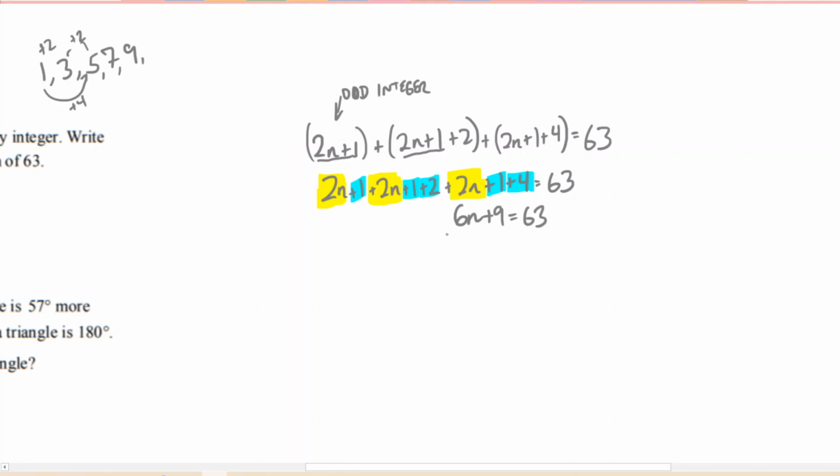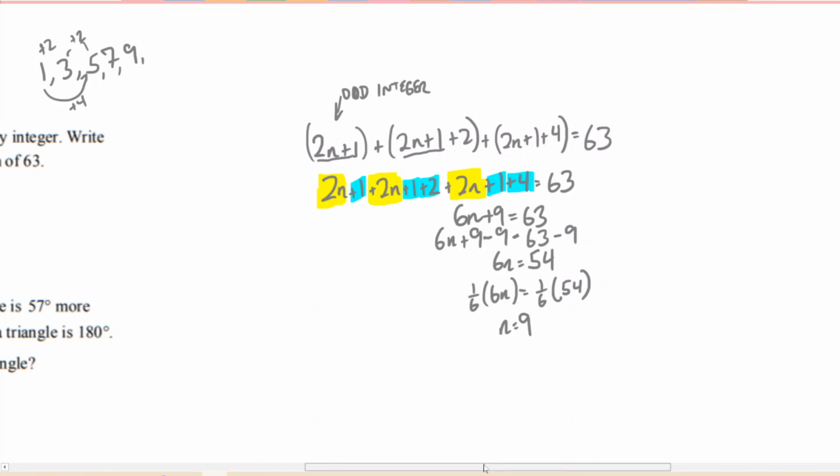Now this looks a lot like the problems that we did just now. So we got 6n plus 9. We're going to minus 9 from both sides. That means that 6n is equal to, how much is this? 54. And then we're going to divide both sides by 6. And that tells me n equals, I think that's 9, right? 6 times 9 is 54. Yeah, n equals 9. So that's great.